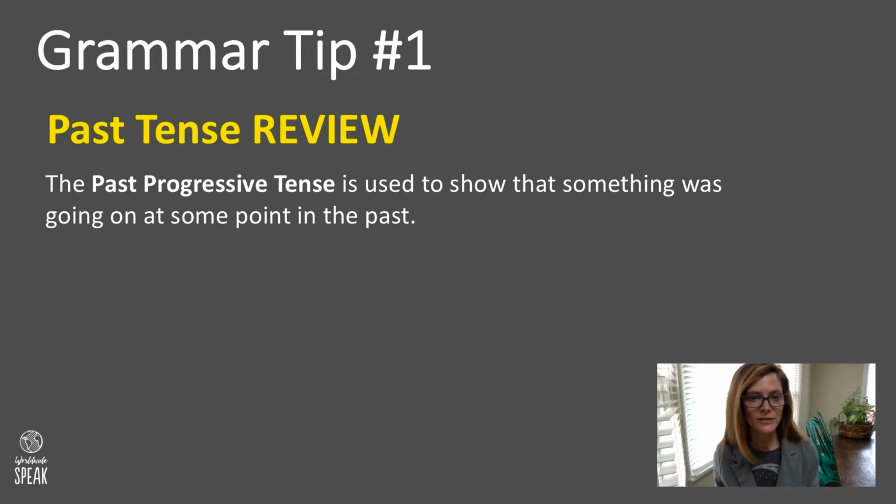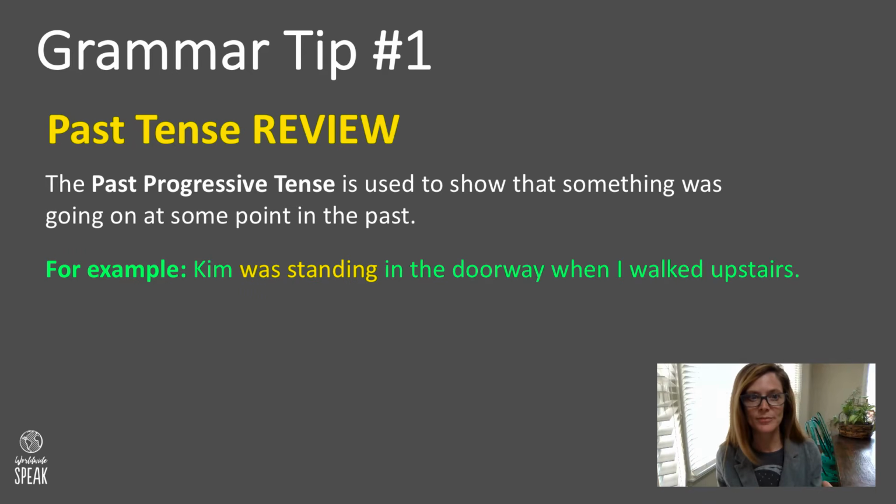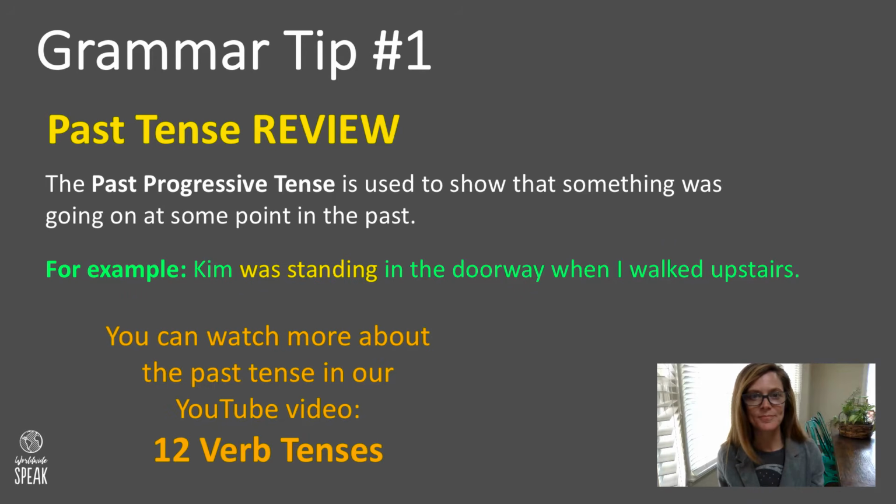Now, the past progressive tense is used to show that something was going on at some point in the past. For example, Kim was standing in the doorway when I walked upstairs. I don't know when Kim got there, but it was going on at the time when I walked upstairs.